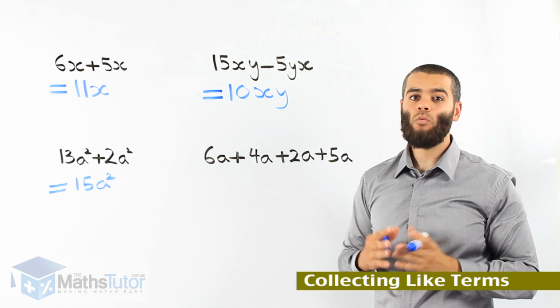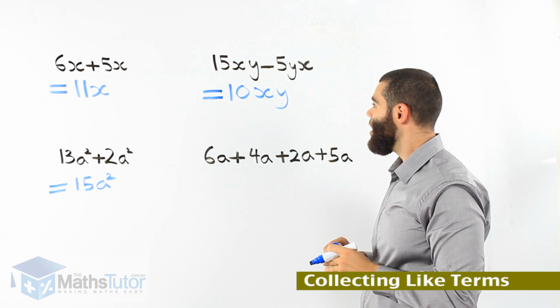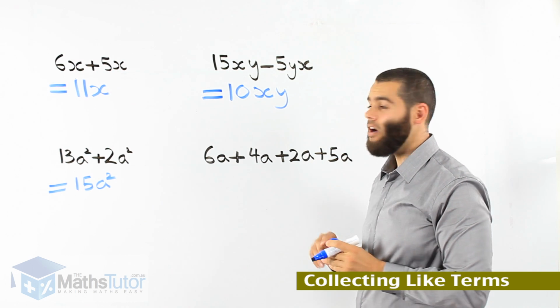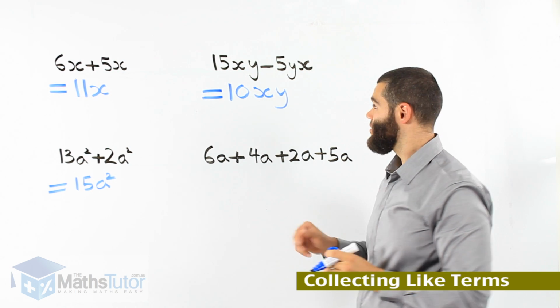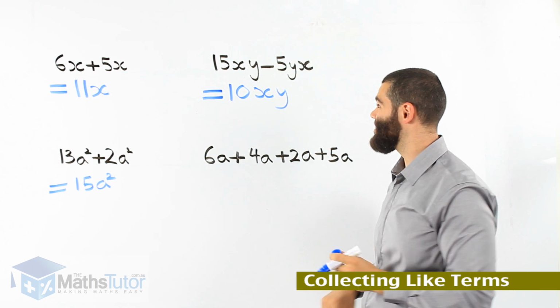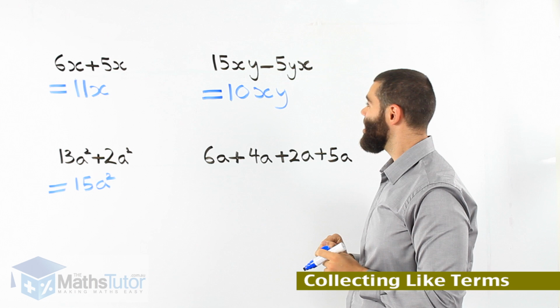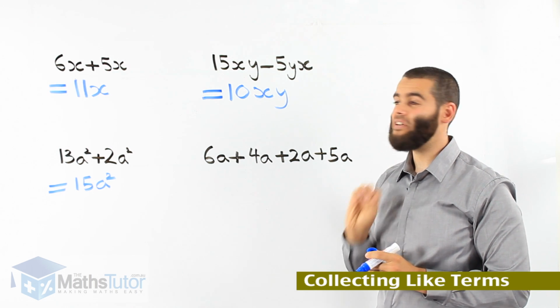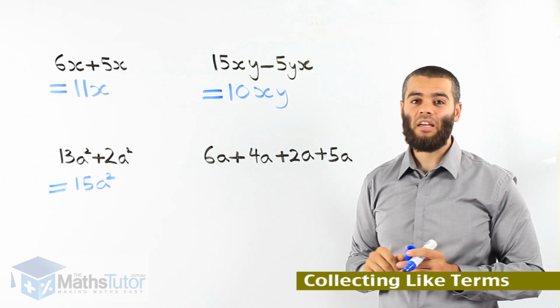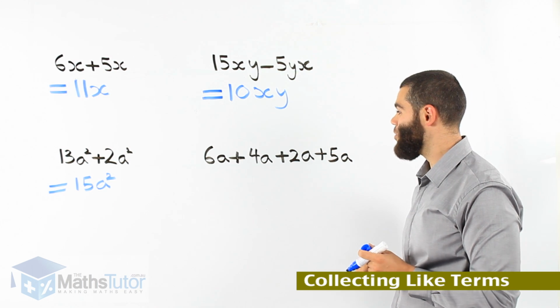Now you can write 10yx or 10xy. I like to write it as 10xy. That way I can show my English teacher I know my alphabet, x, y, z. So here 10xy or 10yx is still correct. Doesn't matter. 10yx is fine and 10xy is fine. So it doesn't really matter as long as we know they are like terms. 15 take away 5, 10xy.